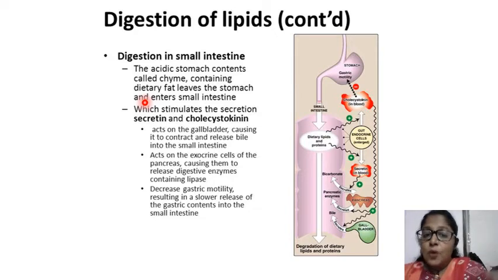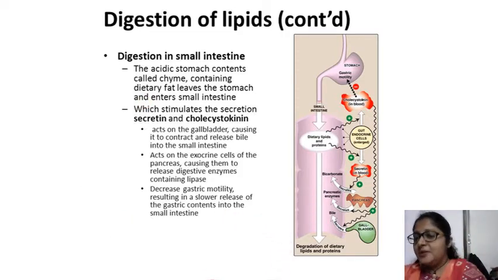What happens when the fat enters? The gallbladder is acted upon, which helps to release the bile. Okay. It also acts upon the exocrine cells of the pancreas, and they release the pancreatic lipase. And further, there is another function, the gastric motility.